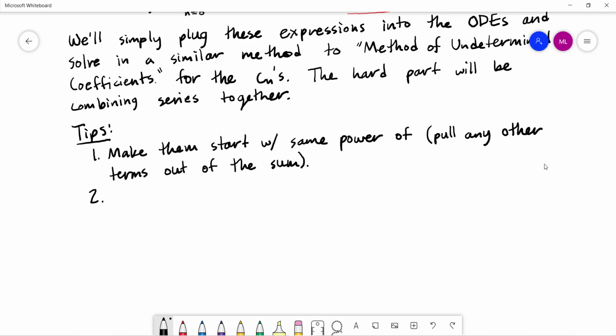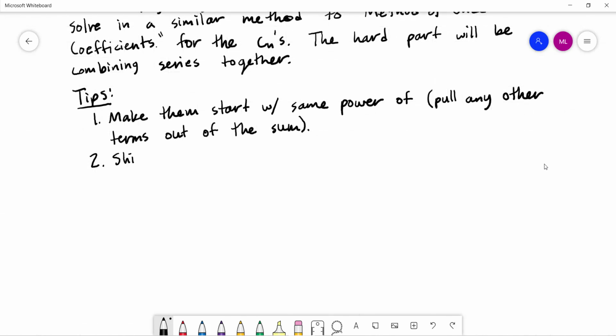Tip number 2, we're going to shift the indices of our sum in order to sync them. This will make more sense when we do it, but basically I don't want to have one sum that starts with n equals 0 to infinity and another sum that starts at n equals 1 to infinity. I want to find a way so that they both start with the same index as well. That's what I mean when I say shift indices. Find a way to write them with the same count on the indices. And then after you've got both of those, then we can combine terms.